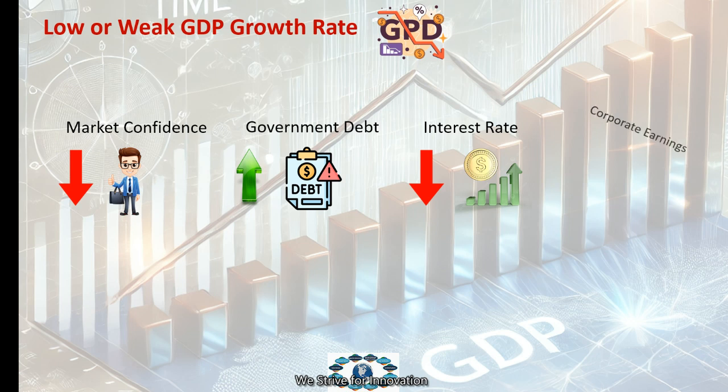How about the corporate earnings? What's going to happen to them? A low GDP growth rate usually means less consumer spending and demand for goods and services, which will dampen corporate earnings and the stock market. So corporate earnings will go down. How about the bonds then?